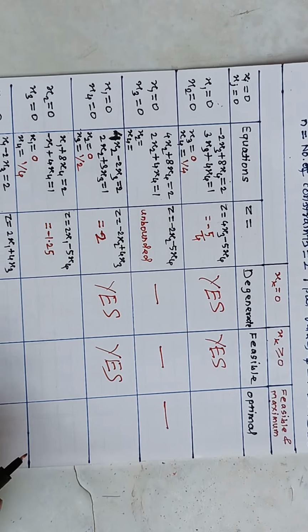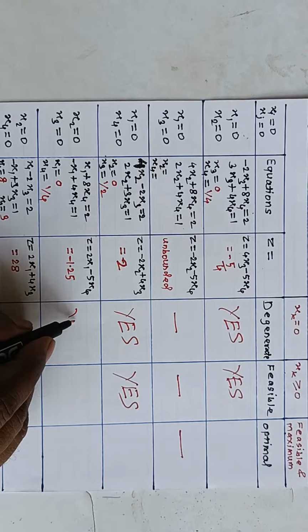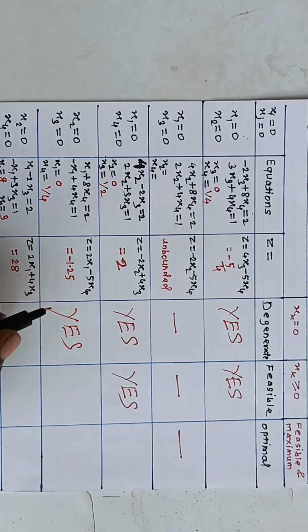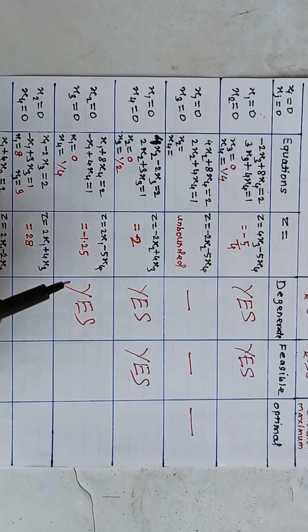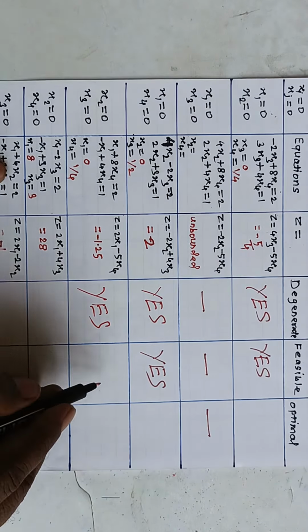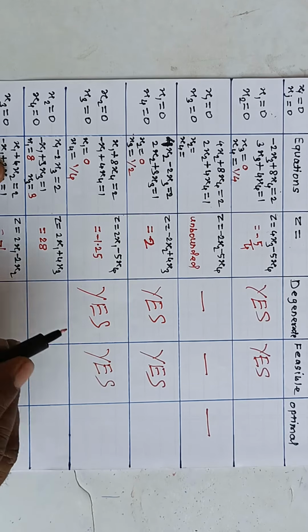Then fourth, x1 is equal to 0. Any one value is 0 means it is degenerate. We can say yes. And 1 upon 4 is greater than 0, so we can put here yes. This solution is feasible. Yes.